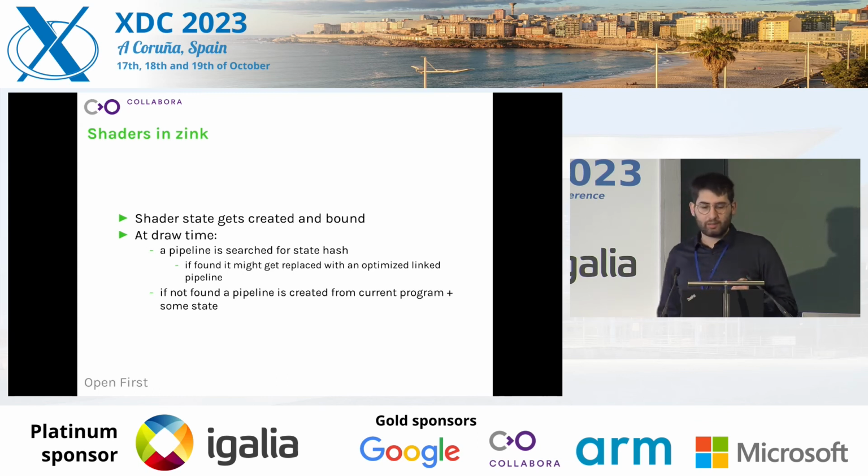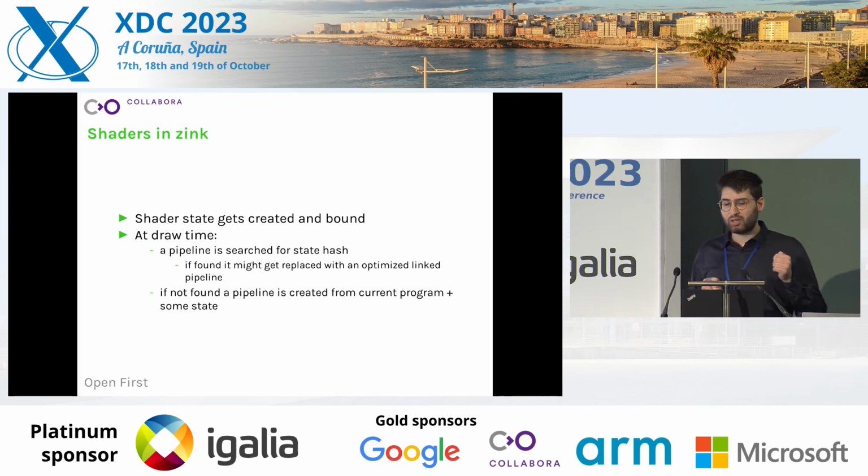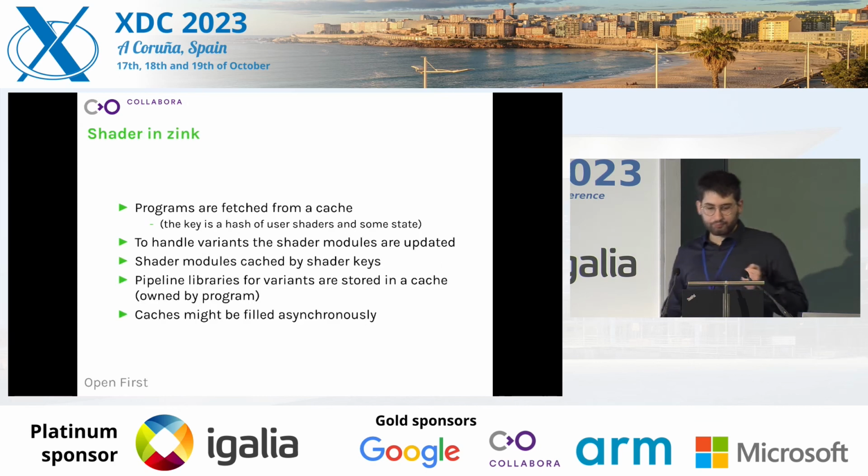But when we don't find the pipeline, that's where we go backwards in the process. So we need to create a pipeline from the current program. We have to take the GPL for those programs, plus some state, of course. So programs are again fetched from cache, and the key in this case is the hash of the user shaders. When Gallium sends shaders, we hash them, and we combine the hashes into one, and we get a key for that particular set of shaders, and that's what caches the program.